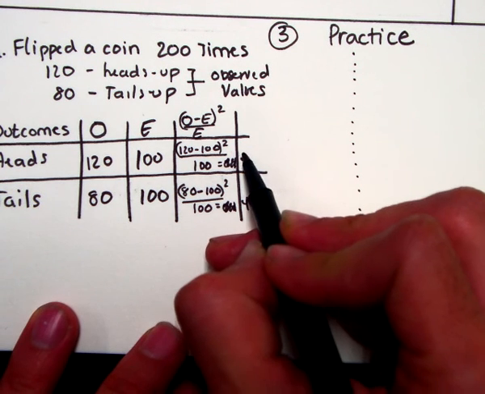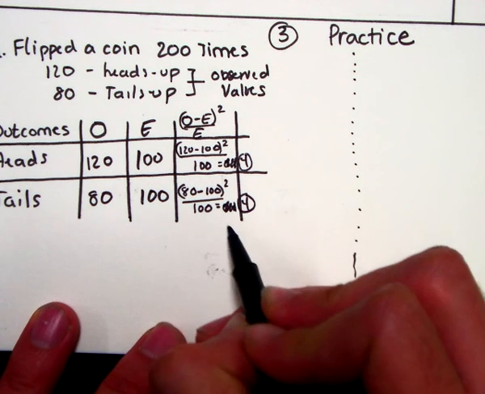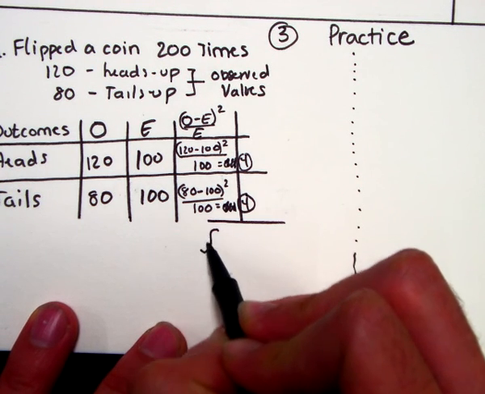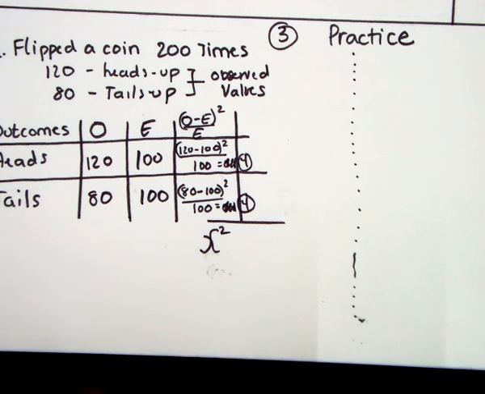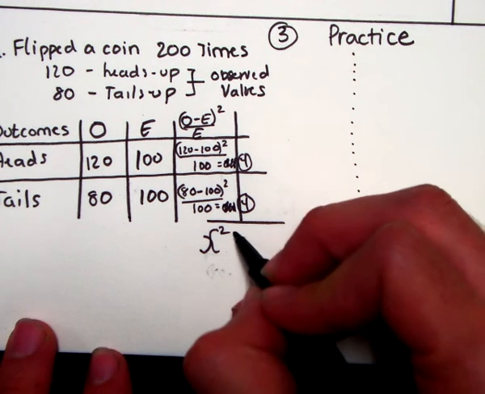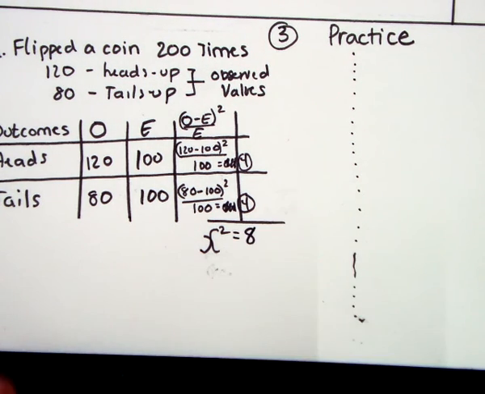Okay, so then for a chi-square, again, you're taking the sum of those calculations. So our chi-squared value here would be 8. Okay, so our chi-squared value is 8.